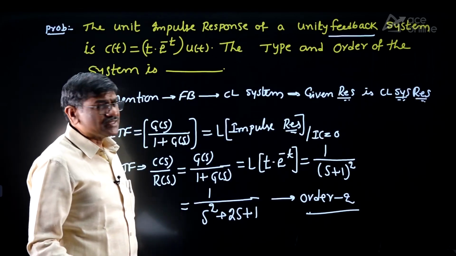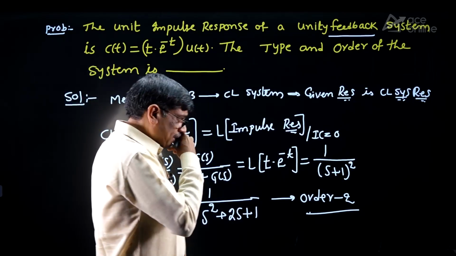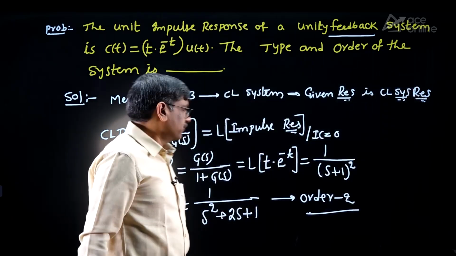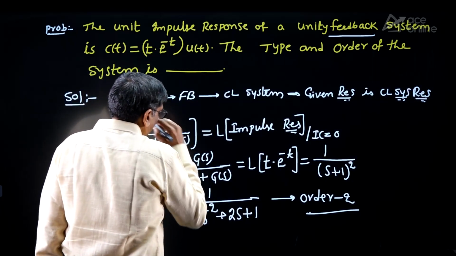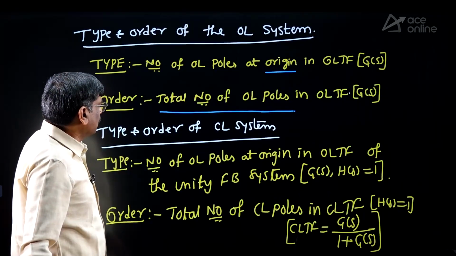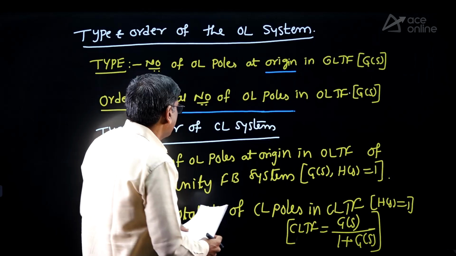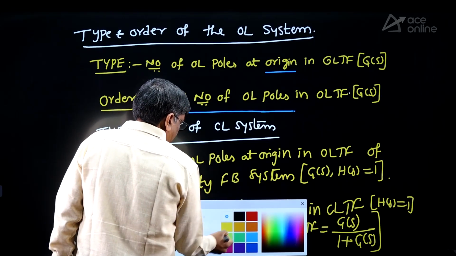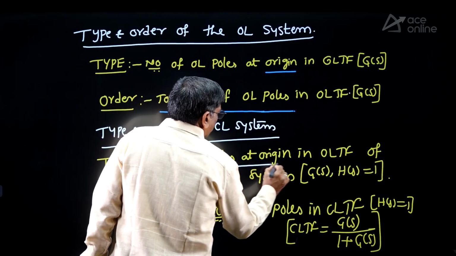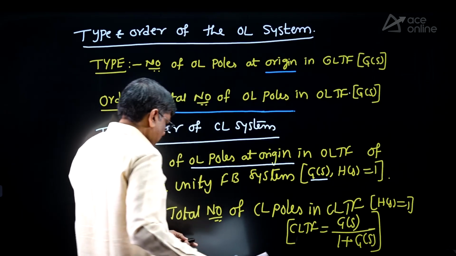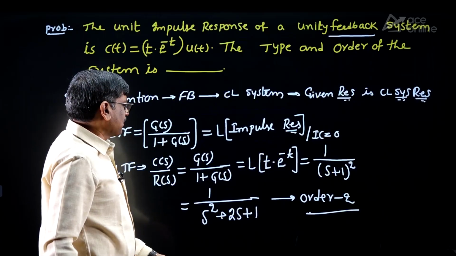What is the type of the system? Order is 2. What is the type? For type, what is required? G of S. Just now only I told. For type, open loop, what is required? G of S. See, open loop poles at origin. For type, required open loop poles at origin. Required G of S. So, come on, do it. Convert into open loop transfer function. Next, find the type.